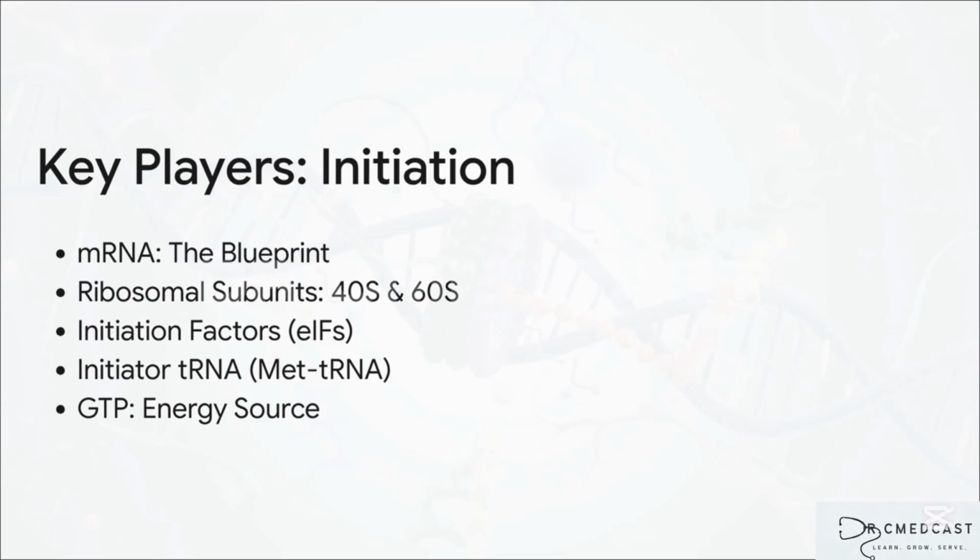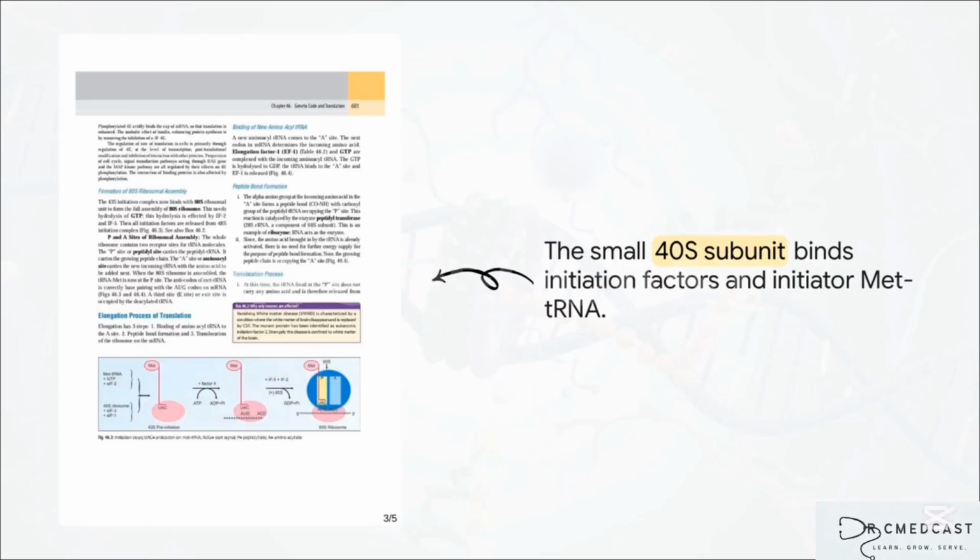That's our blueprint. Then there are the 2 ribosomal subunits, the 40S and 60S, which are the 2 main parts of the factory itself. We have initiation factors, which act as the assembly crew, putting it all together. There's a special initiator tRNA, which brings in the very first building block. And finally, we need GTP to provide the energy to kick the whole operation off. So the assembly process starts by forming what's called a pre-initiation complex.